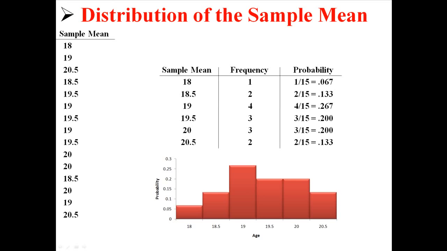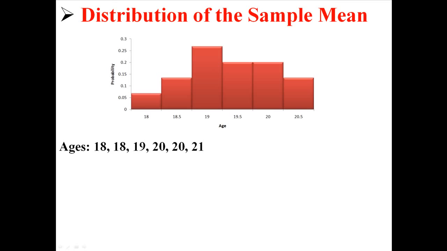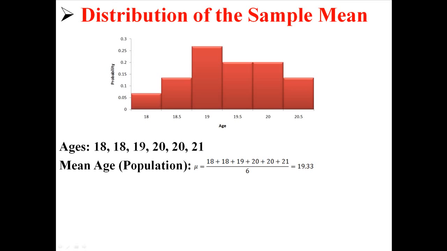And now that we know the probabilities associated with each mean, I can make a histogram and show the distribution of the sample mean, which I have right there. So this is the distribution of the sample mean, and we have our original ages. If we take that population of ages and calculated the mean, we would find a mean of 19.33. And if you look at the distribution we've created, we can see that the mean is about 19.33, about 19. The most common, the most likely event in our distribution is 19, so it's a pretty accurate representation.